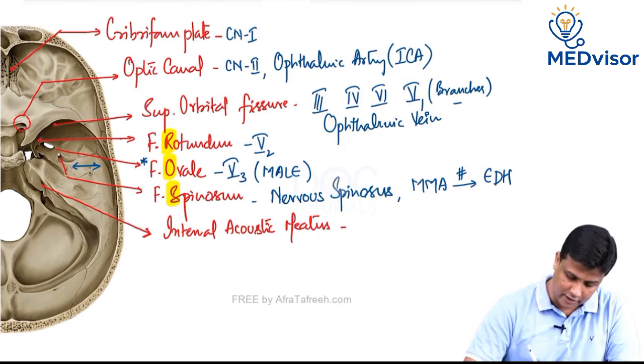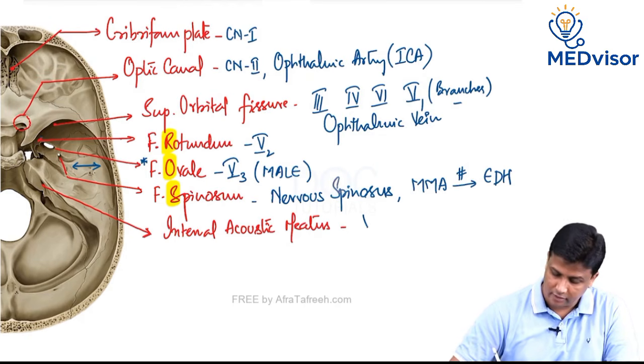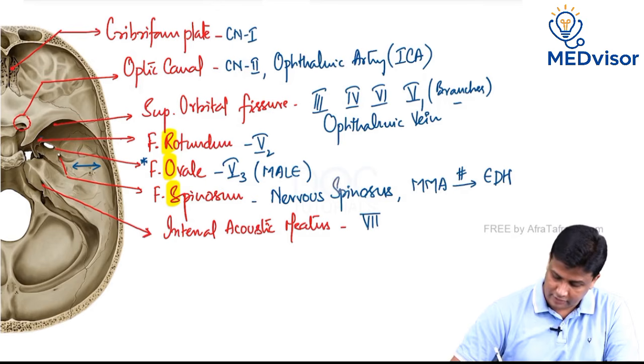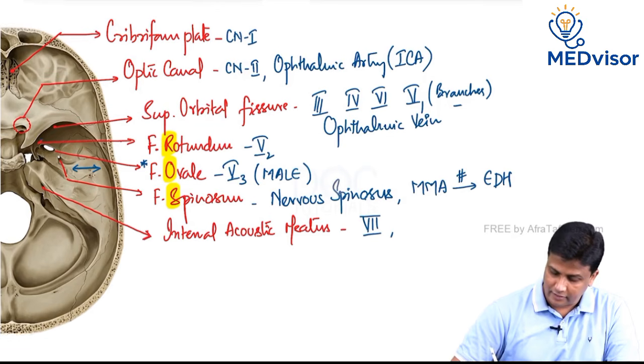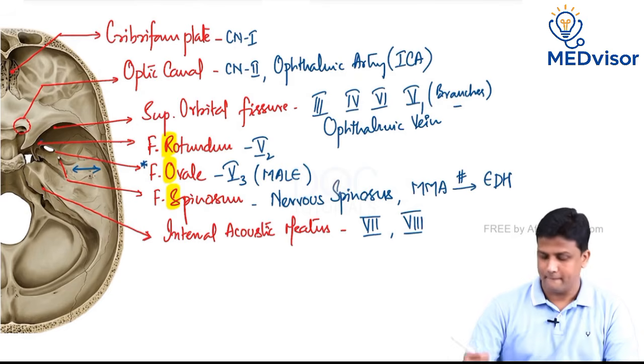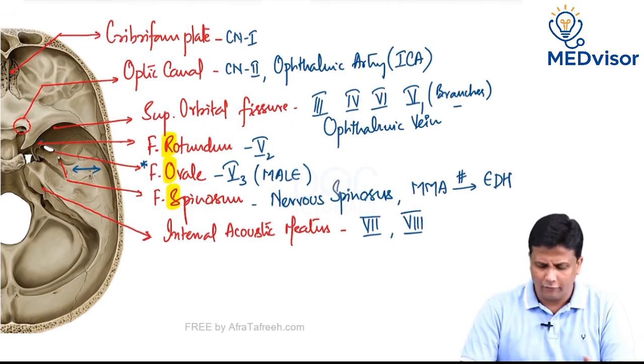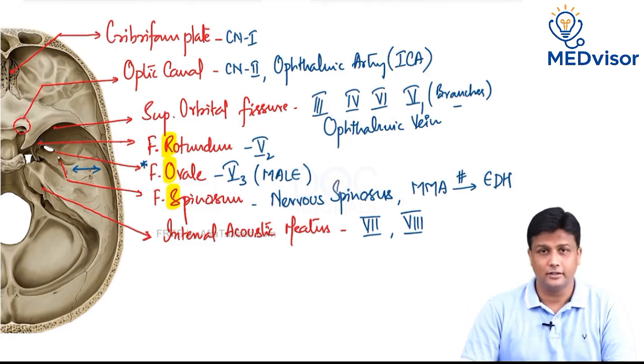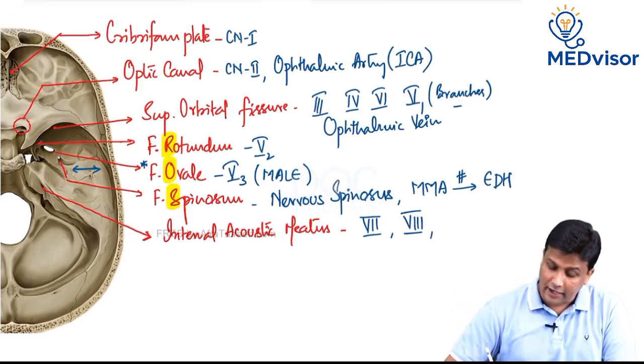And now, passing through the internal acoustic meatus will be cranial nerve number 7, that is your facial nerve, and cranial nerve number 8, that is the vestibulocochlear nerve. Obviously, it is the internal acoustic meatus, internal ear, and it has to be the vestibulocochlear nerve passing from there only. And we'll learn about that in the auditory pathway topic, guys. So the 7th nerve and the 8th nerve are passing from there, and along with the labyrinthine vessels.